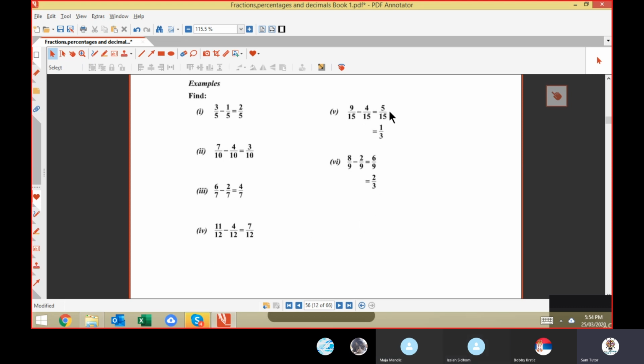9 take away 4 is 5, and that becomes 5 over 15. Again, you can divide them both by what number? Not 3, you can't divide 5 by 3. You can divide 5 by 5. 5 over 15 becomes 1 over 3, if that's what you meant. Yep. 8 take away 2 is 6 over 9. 6 and 9, you can still divide them both by 3. 6 divided by 3 is 2. 9 divided by 3 is 3. And that's how you simplify it to 2 over 3.